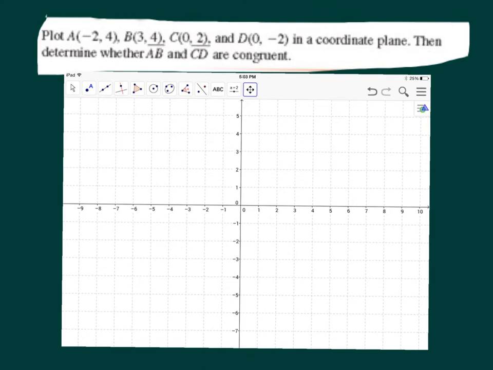Alright, so what you want to do is first go ahead and plot your points. I'm going to make this a little bit bigger. Plot your points, and we're going to say that -2, 4 is right here. And make sure you stick the A right there so you know what it is. And then B is 3, 4, which is right here. So that's B. And then we want to plot C, which is 0, 2. So C. And then 0, -2, which is right here.